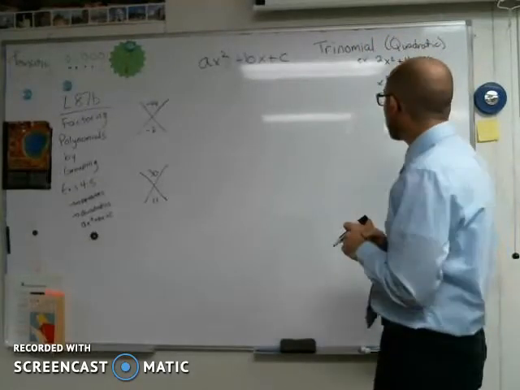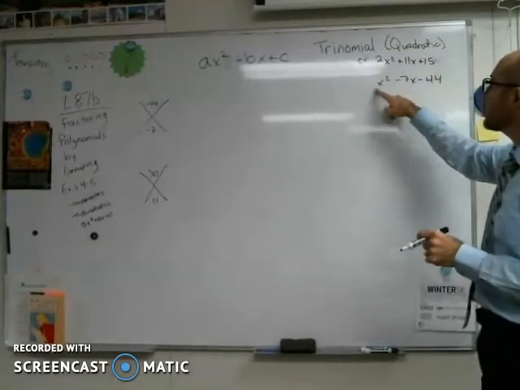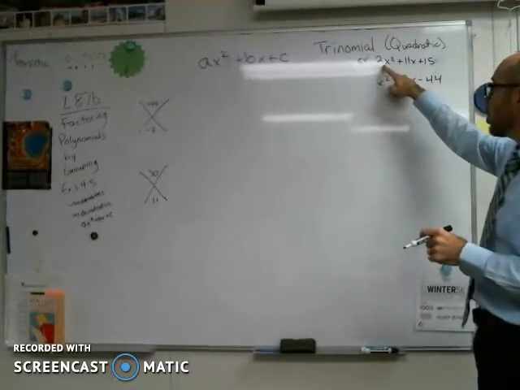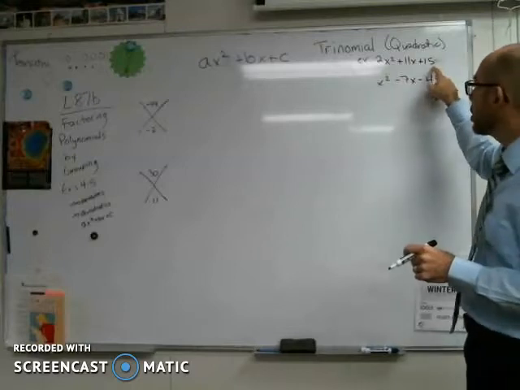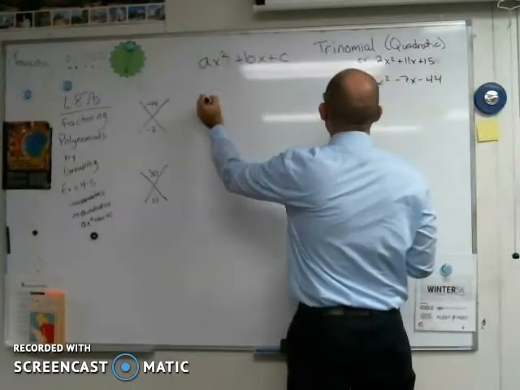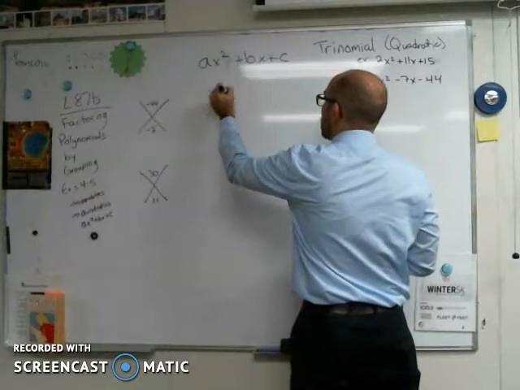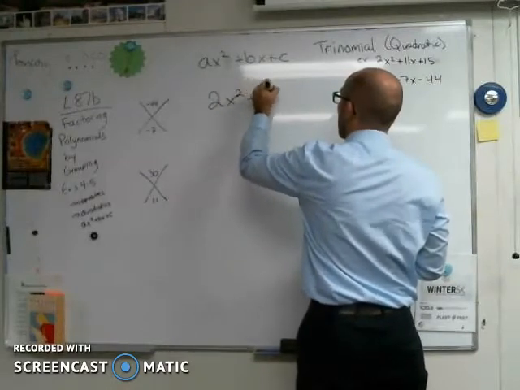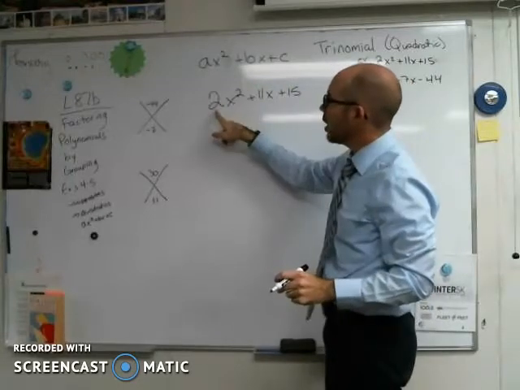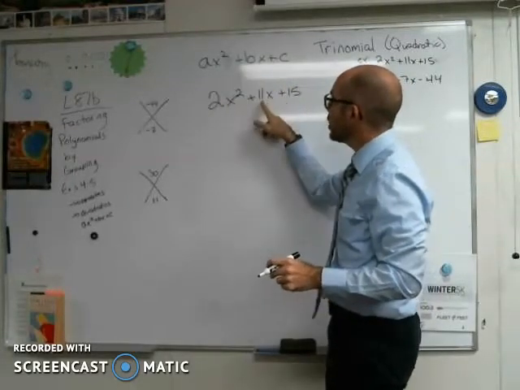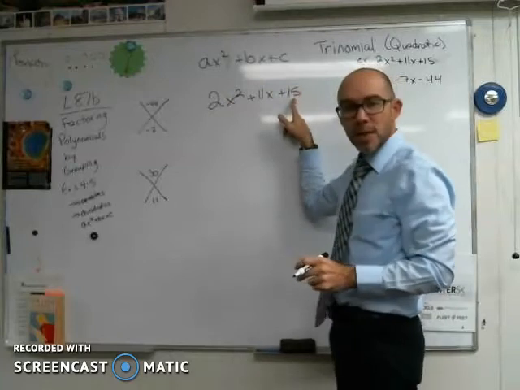Okay, I'm going to take these two examples. These are two examples of quadratics. 2x squared plus 11x plus 15. I'll take the harder one first, and then we'll do this other one. So I'll copy that down here. 2x squared plus 11x plus 15. If I line stuff up here, then a is 2, b is 11, and c is 15.